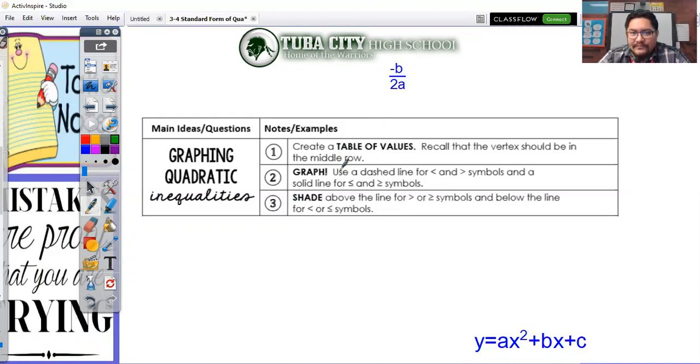As we're getting ready to graph it, use a dashed line for less than and greater than symbols. Then you would use a solid line for the less than or equal to, or the greater than or equal to signs. You're also going to use the shading. You're going to shade above the line for greater than or equal to symbols, and below the line for less than or equal to signs.